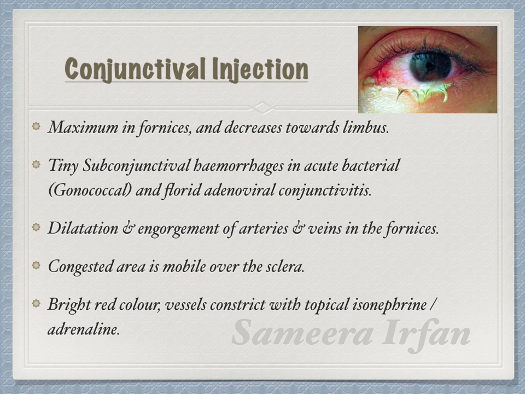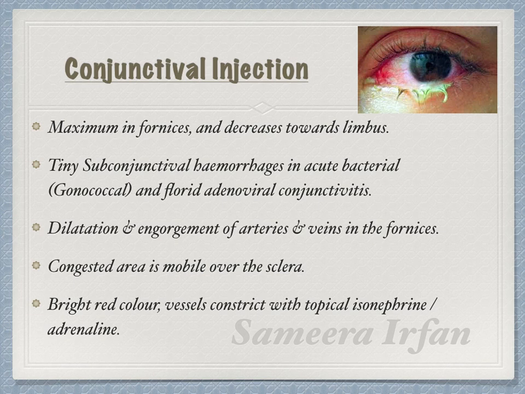The conjunctival injection has to be differentiated from ciliary injection, which is due to the dilatation of the limbal vessels in response to corneal or uveal disease. So the conjunctival injection is maximum in the fornices and it decreases towards the limbus. There may be tiny subconjunctival hemorrhages seen in acute gonococcal infection or in florid adenoviral conjunctivitis.